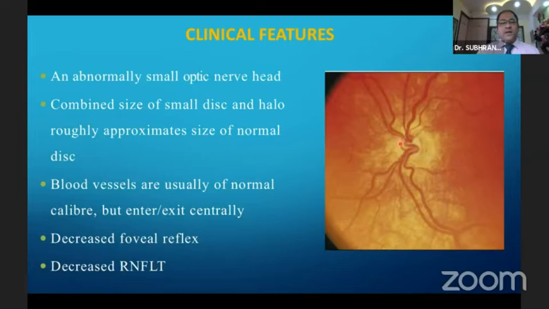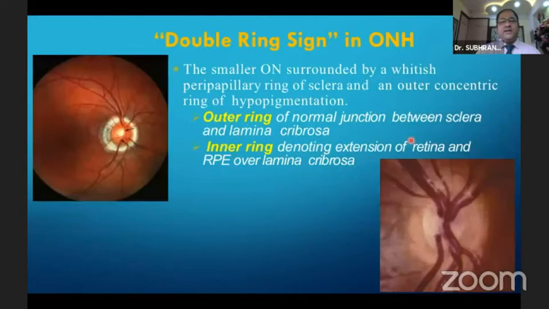optic disc. The combined size of the small optic disc and the halo around it approximates the size of the normal disc. The blood vessels are usually of normal caliber. They might be tortuous, but in most cases, they enter or exit centrally. We might have a decreased foveal reflex and decreased retinal nerve fiber layer thickness.